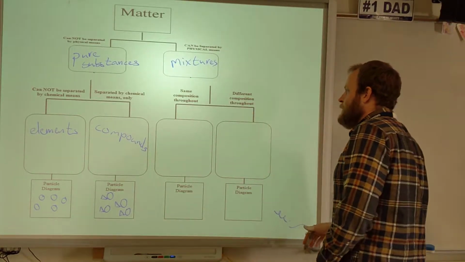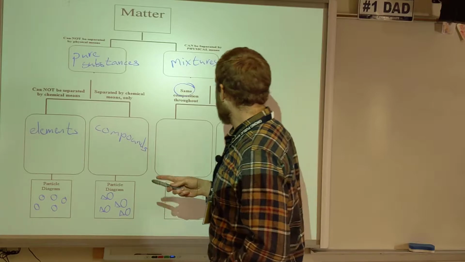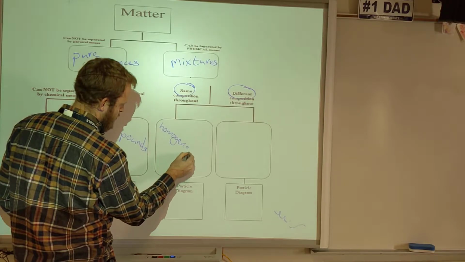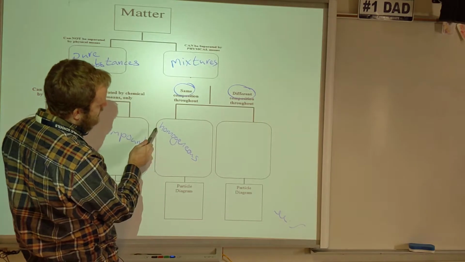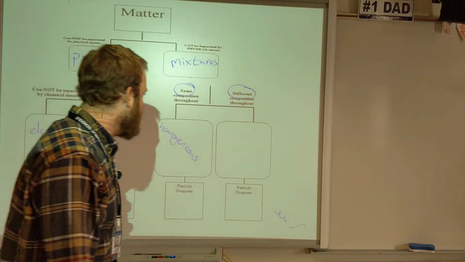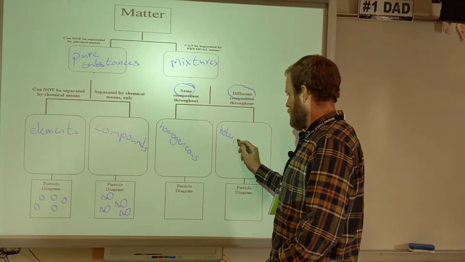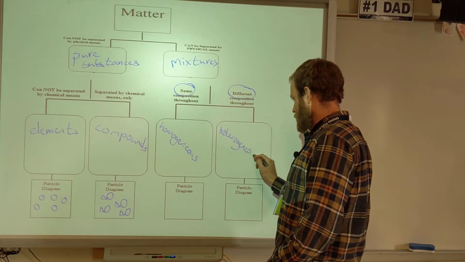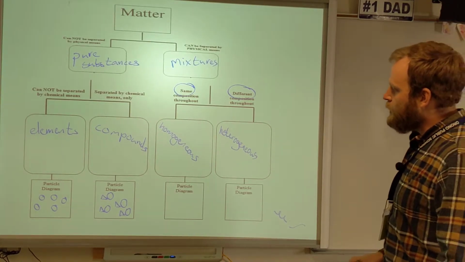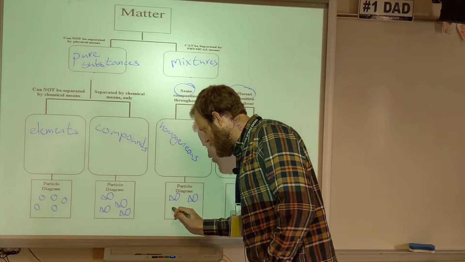The mixtures, there's two types of mixtures. There's stuff with the same composition throughout and a different composition throughout. The prefix for same is homo, so these are called homogeneous. H-O-M-O-G-E-N-E-O-U-S. There's three vowels in a row there, so that's a little bit weird. And then different composition throughout, these are called heterogeneous. Different composition throughout.